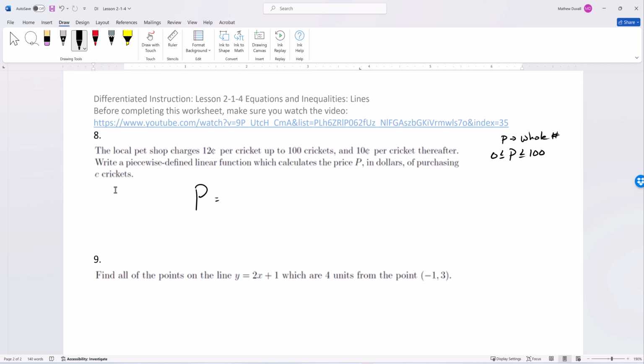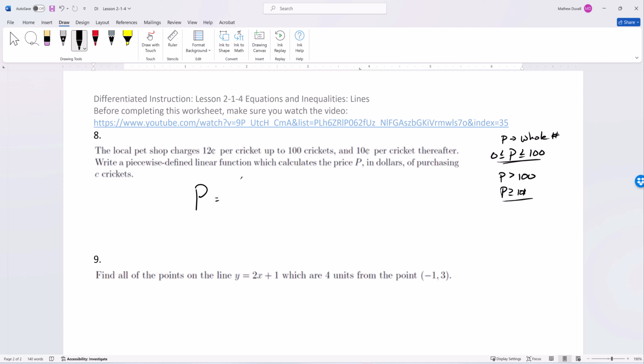And then it's 10 cents per cricket thereafter. So then after that, when it's greater than 100, we probably don't want to include the equal to. It's still an integer, so if we want, we could say C is greater than or equal to 101. It just depends on how we want to phrase it. It can probably go either way. It's going to work. But essentially, these are the two ways that it gets separated.